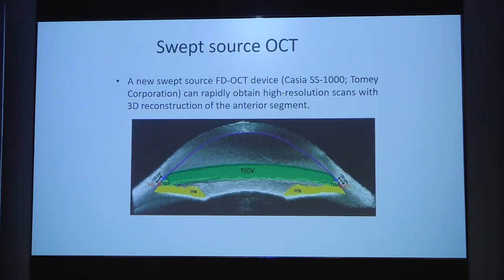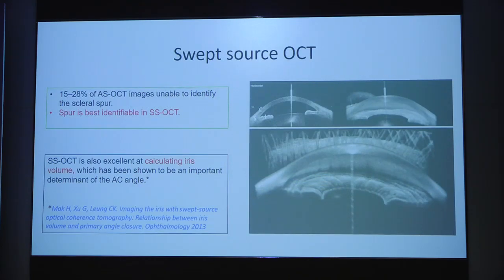The newer modality in this is a swept source OCT device. It is either from Tomey, which is called Cassia, or there is another called Anterion. It can rapidly obtain high resolution scans with 3D reconstruction. Why is it good? Because it detects the scleral spur far better than previous versions of OCT, and it is also excellent at calculating iris volume, which has been shown to be a very important determinant of future angle closure disease.